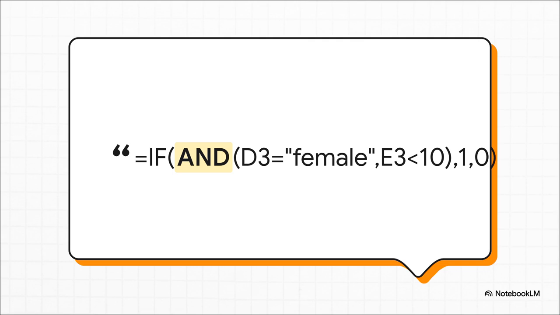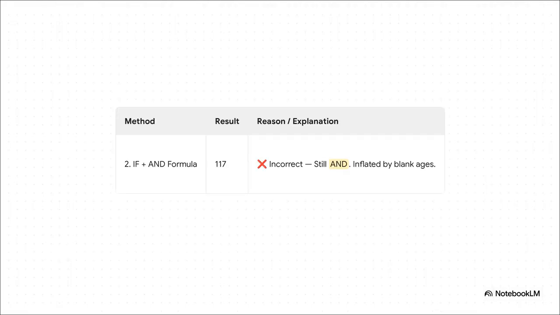But, hang on a second. This is the exact same logic the filter used. Let's see what number this gives us. And the result is 117. Still wrong. But wait, why is it different from the filter result? What's going on? Well, we've just stumbled upon a really weird quirk in spreadsheets. See, the filter just ignores any blank cells. But a formula treats a blank cell as the number 0. And since 0 is less than 10, our formula is now counting people who have no age listed at all. So we've just uncovered a whole new problem.